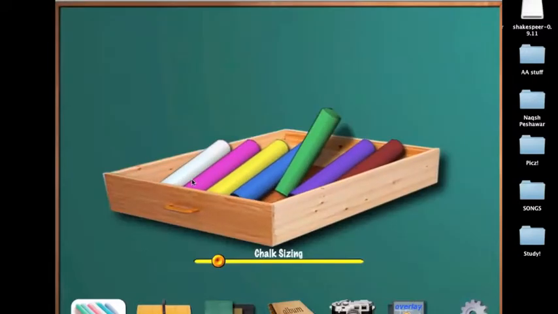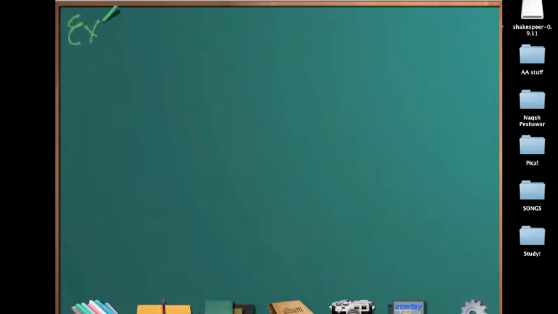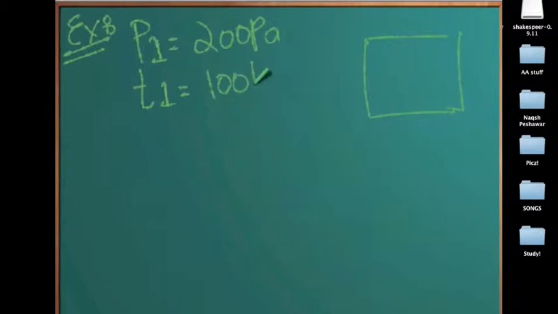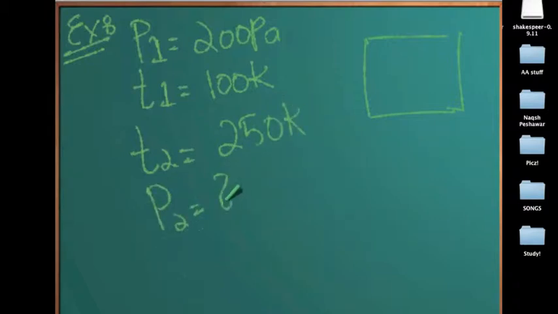Let's say we have a situation here. I tell you that there is this container here, and the initial pressure was, let's say, 200 pascals, and the initial temperature was, let's say, 100 Kelvin. Well, and I changed the temperature to 250 Kelvin. Find out the final pressure. But it's very easy, because you know it's a simple relationship.